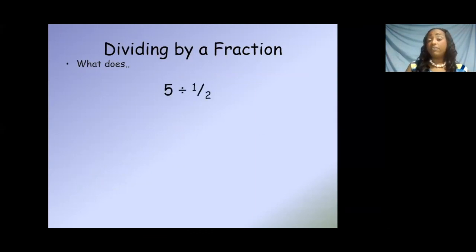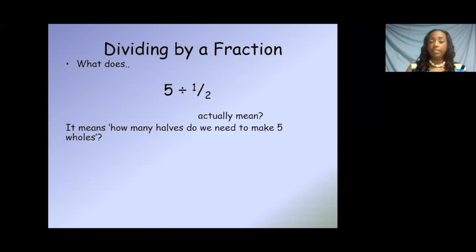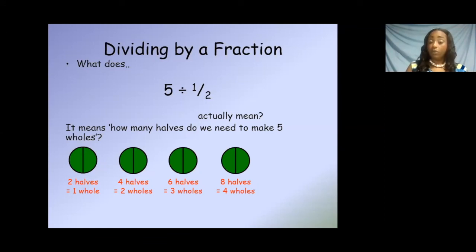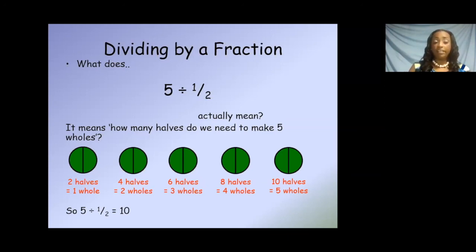What does 5 divided by 1/2 actually mean? It means how many halves do we need to make 5 wholes? Again, 2 halves equal 1 whole. 4 halves equal 2 wholes. 6 halves equals 3 wholes. 8 halves equals 4 wholes. And 10 halves equal 5 wholes. So 5 divided by 1/2 equals 10.